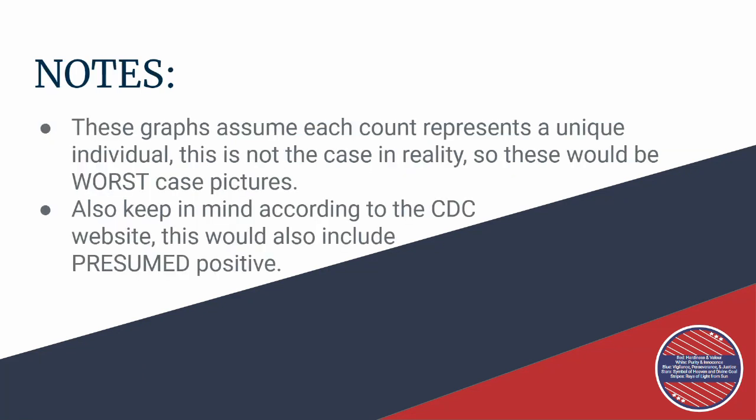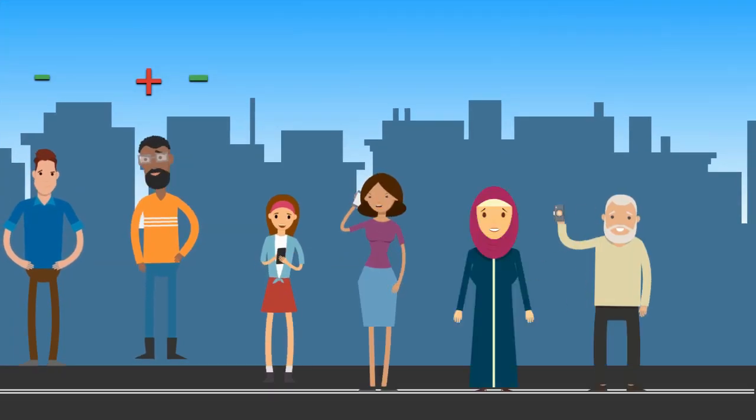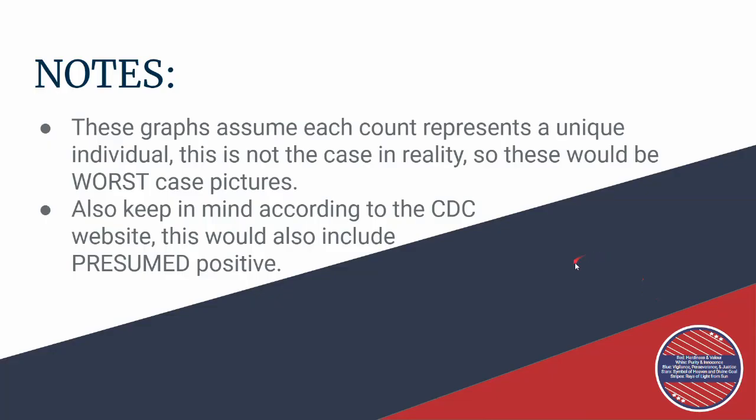These graphs assume that each count represents a unique individual. This is not the case in reality, so these would be worst-case pictures. People say, what do you mean by that? The numbers do not separate those who went to be tested multiple times. So if two people go for testing, but one of those two tests twice, that would equal 3 tests. Since we can't see that information, we are assuming if we had a population of 6 people, it would show that 50% of the population was tested, when in reality, there were only 2 people tested.